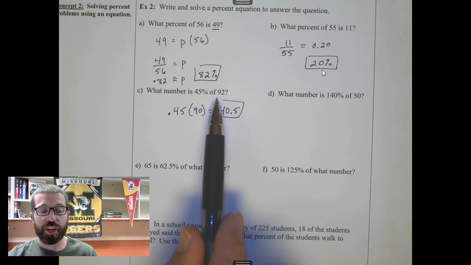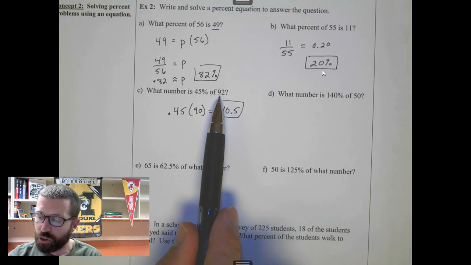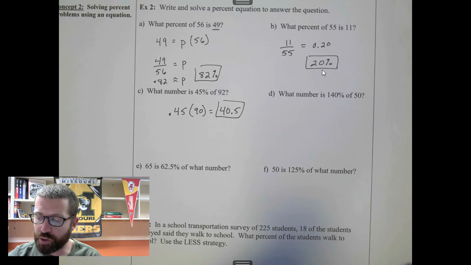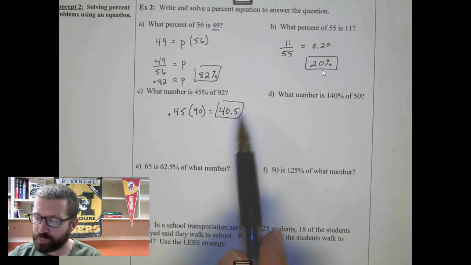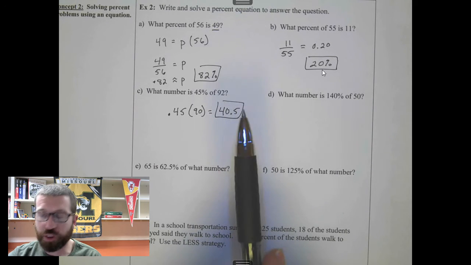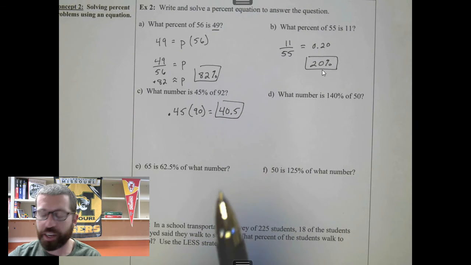And then check to make sure your answer makes sense. So if it were 50%, it would be whatever half of 92 is, which is 46, I believe. And so it's got to be less than 50%, or it's going to be close to that.